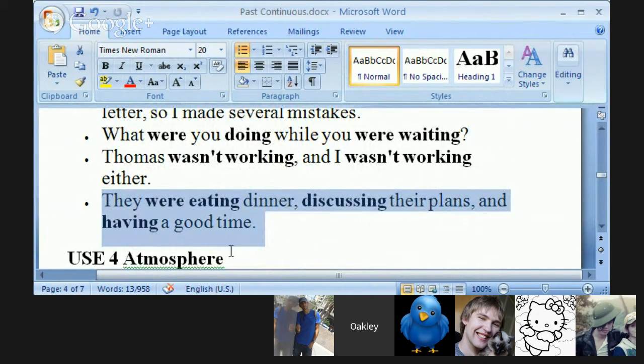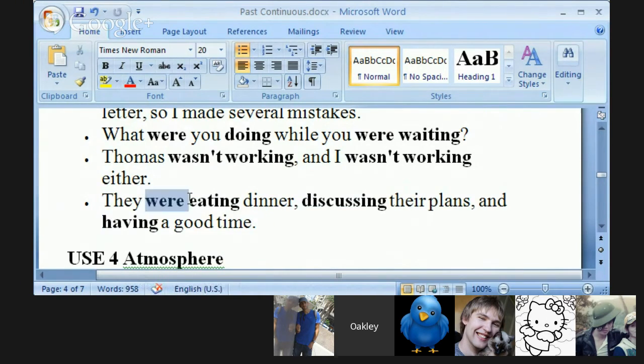Notice when you list a bunch of things, you do not need to repeat the auxiliary or the helper verb. They were eating, discussing, having. I don't need to keep repeating the auxiliary verb. Of course, you will have sentences where you change your verb tense, and you cannot recycle the auxiliary verb if you're changing the verb tense. Here we're just using one subject with multiple verbs and objects.